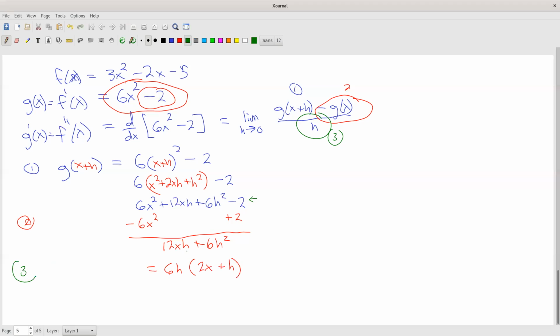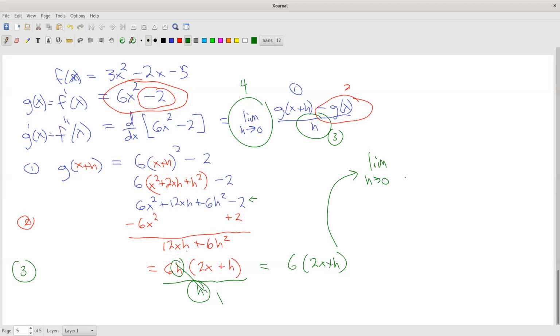Now we do step 3 and divide by h. And yeah, h divided by h is 1. Dividing by 1 is not that thrilling. So now I have 6 times 2x plus h, and I'm ready to do the limit, step 4. So what is the limit as h goes to 0 of 6 times 2x plus h? Well, if h goes to 0, then I just get 6 times 2x, which is 12x, and that has to be the second derivative of this function.